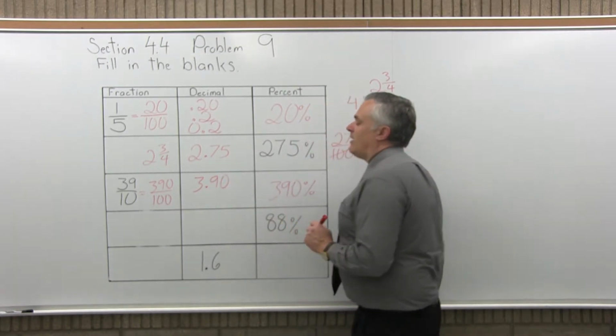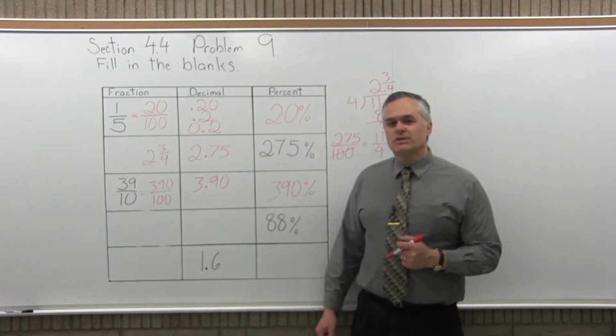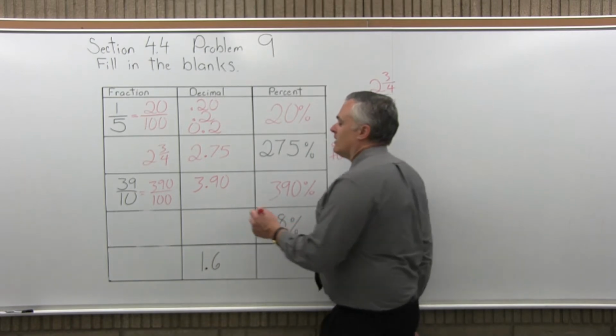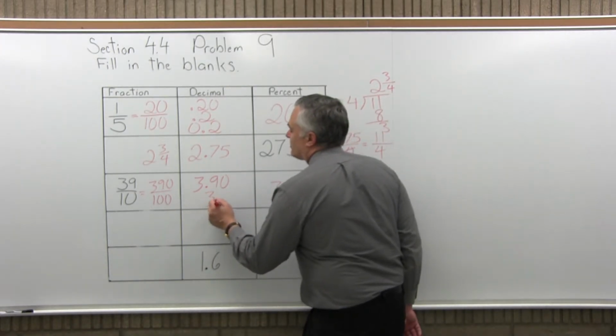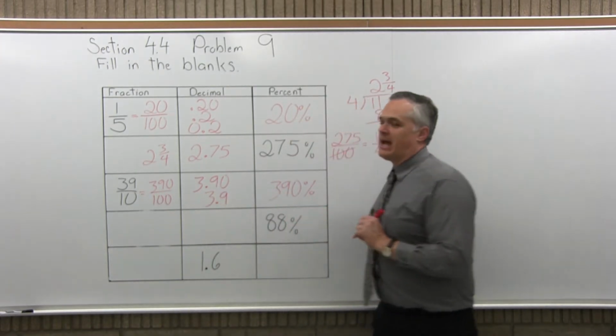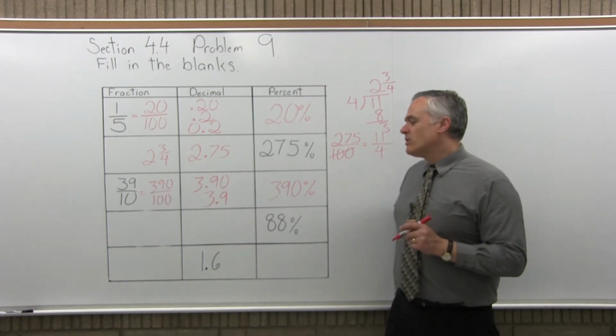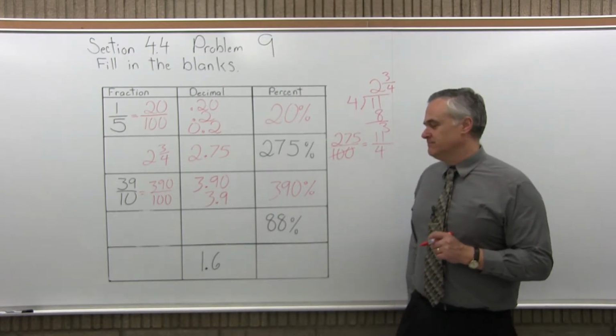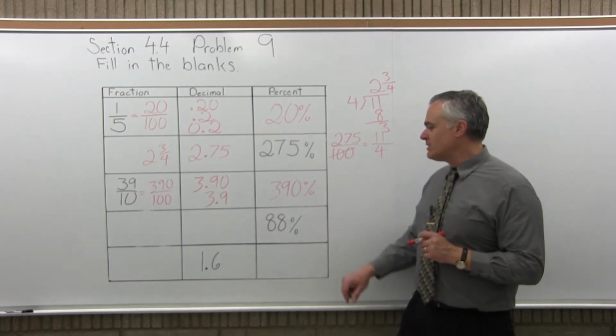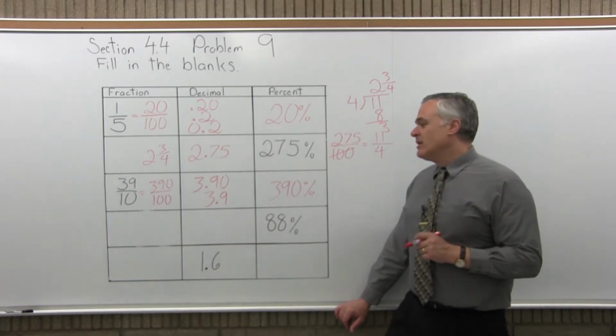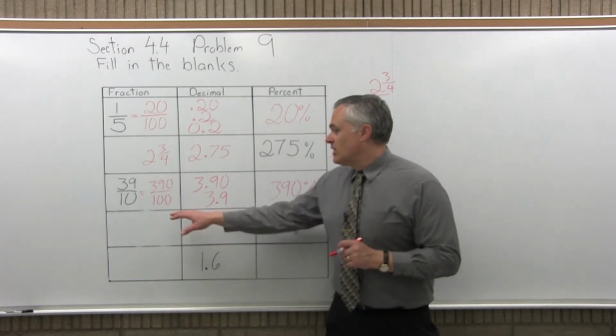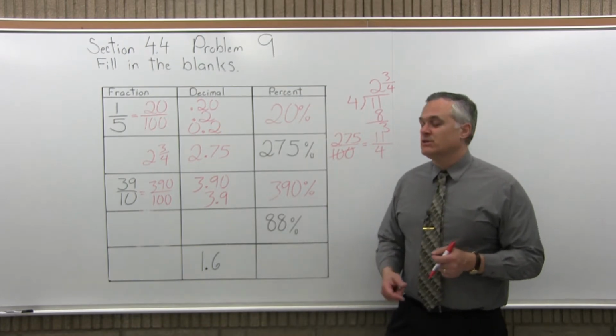Now, again, most people won't end the decimal with a 0. You can if you like, but it would be more common to just write 3.90 as plain old 3.9. Either one would be okay. I would write 3.9. Now, the next one down, 88%. We have to do the decimal and the fraction. You can really do this one in either order.